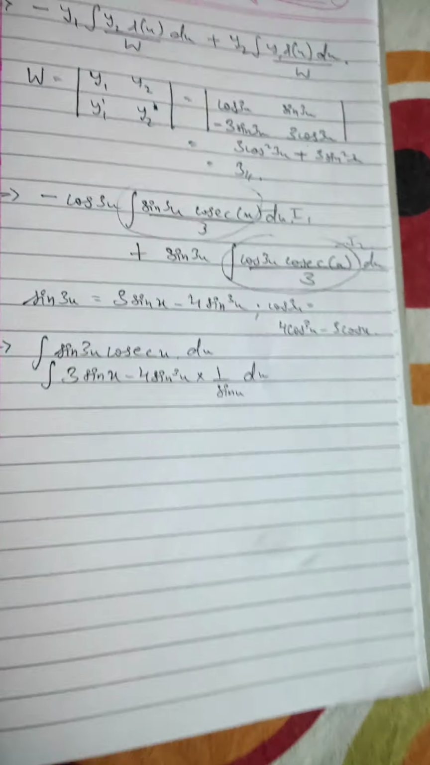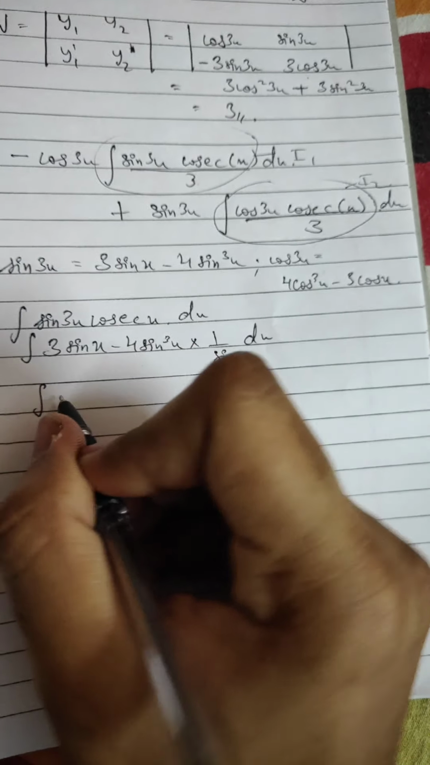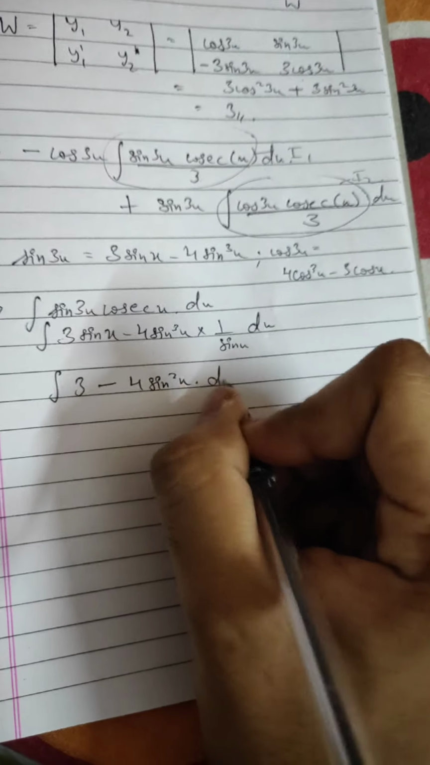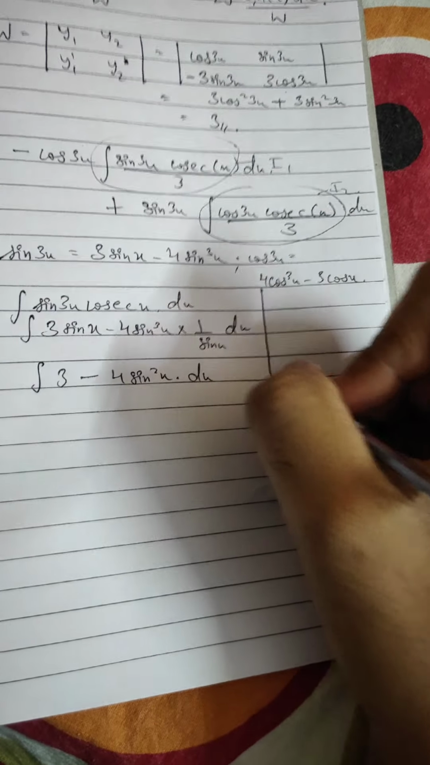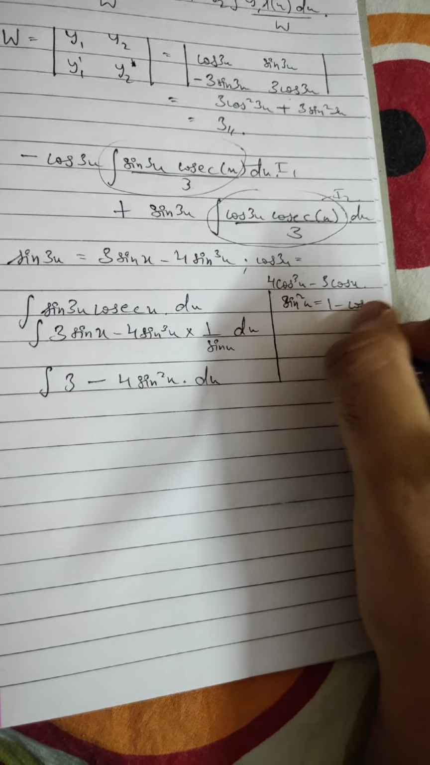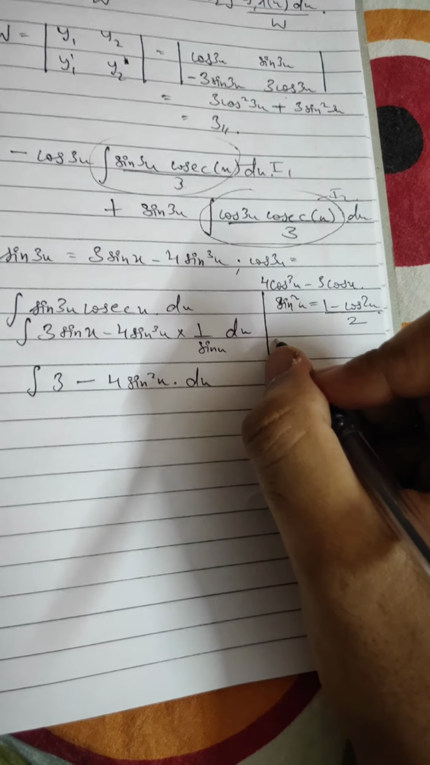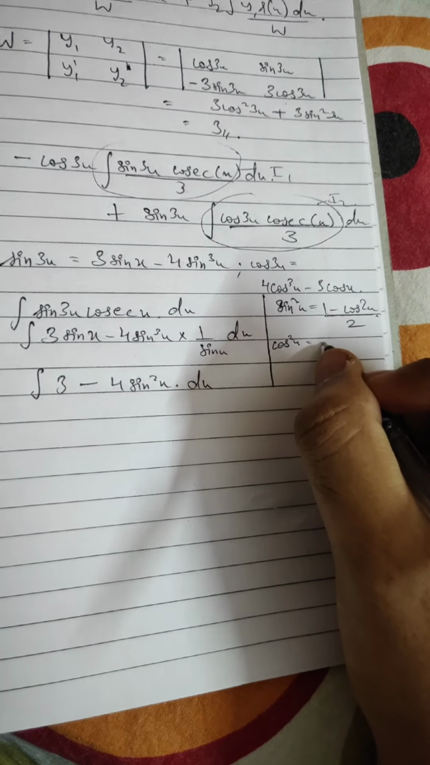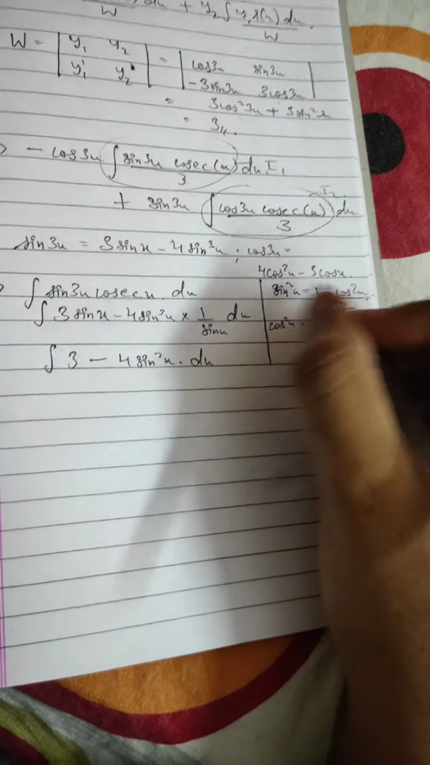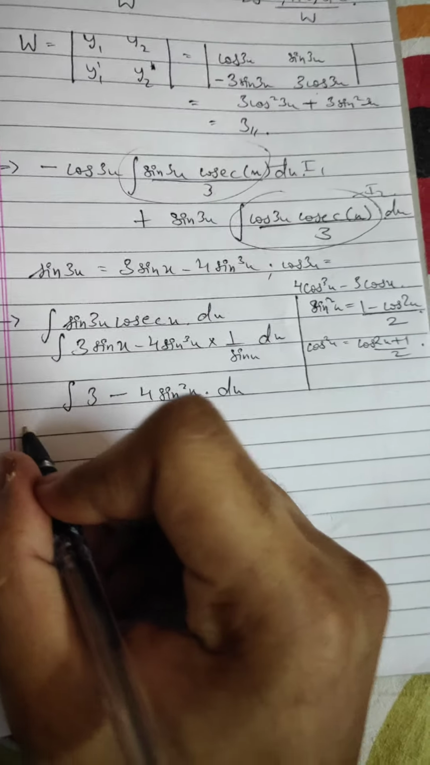Now this will become the integral of 3 minus 4 sine square x dx. For sine square x, we can write sine square x as 1 minus cos 2x divided by 2. And similarly for cos square x, it is cos 2x plus 1 by 2. It will be useful later. So yeah, this is it.